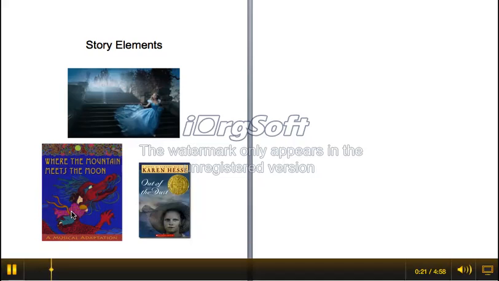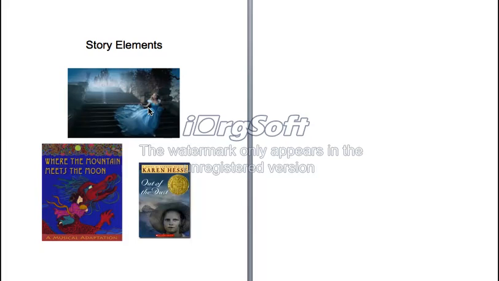For example, Cinderella has story elements, both the movie and the written story, and also our reading circle books like Where the Mountain Meets the Moon, Ragweed, James and the Giant Peach, Hatchet, all have story elements, as does Out of the Dust, the poetry book that we're reading during our double periods. But what are these story elements?